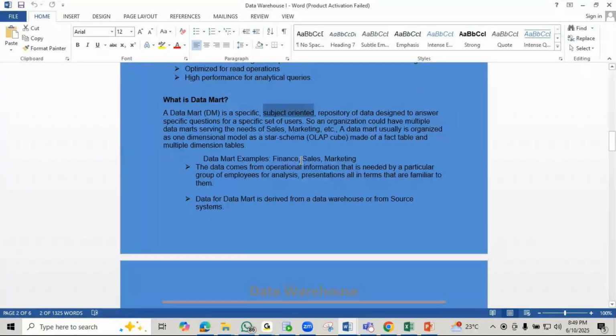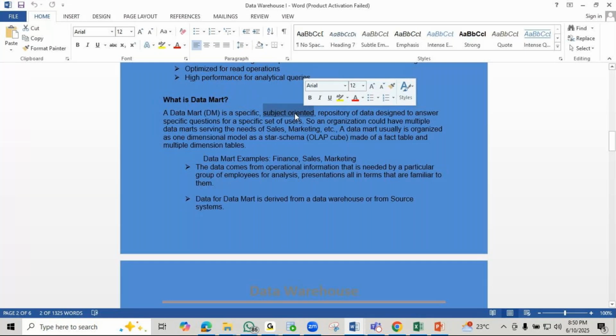What type of data is the IT team maintaining? They are maintaining data only for software information. So technically, the data maintained by the HR team is the HR data mart, and the data maintained by the IT team is the IT data mart. So what is a data mart? A data mart is subject oriented. Subject oriented means information related to one very particular subject only. HR has only one particular subject's information, salary. IT has one particular subject's information, software.